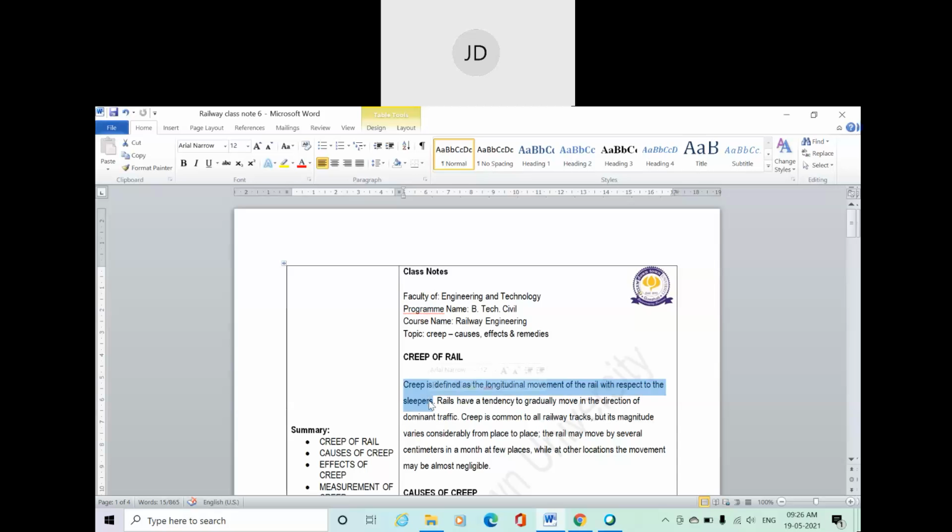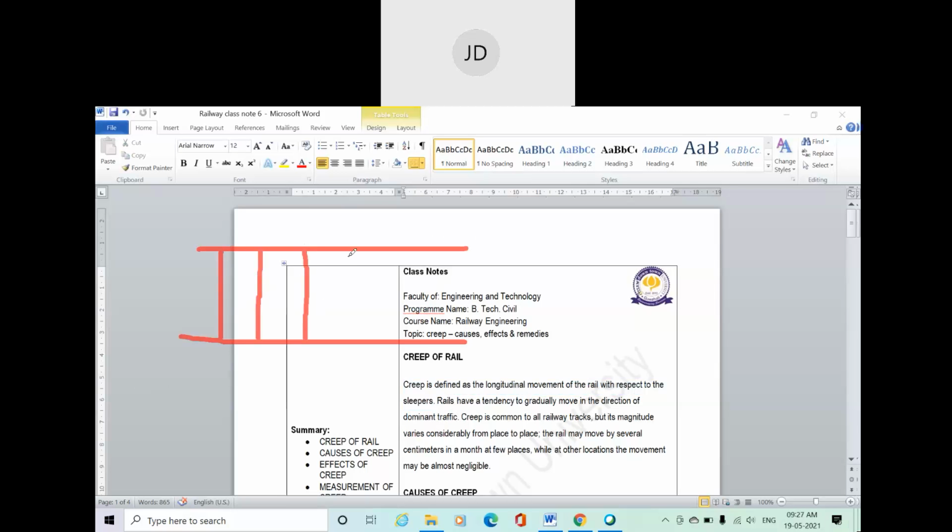Now, this creep is defined as the longitudinal movement of the rail with respect to the sleeper. This means what? I'm going to show you now. You can see the top view of the rail. From the top you can see this is your rail, isn't it? And the sleeper is like that. In Hindi, this is your patri, or you can say it's a railway track. It's a combination of rail and sleeper, right?